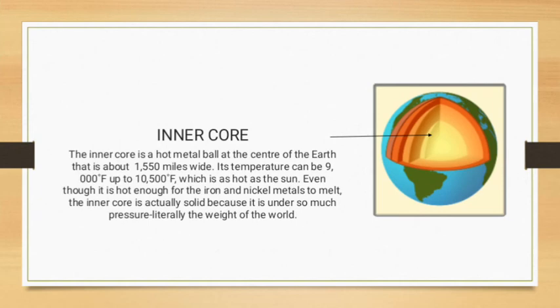Inner core. The inner core is a hot metal ball at the center of the Earth that is about 1,550 miles wide. Its temperature can be 9,000 degrees Fahrenheit up to 10,500 degrees Fahrenheit, which is as hot as the sun. Even though it is hot enough for the iron and nickel metals to melt, the inner core is actually solid because it is under so much pressure, literally the weight of the world.